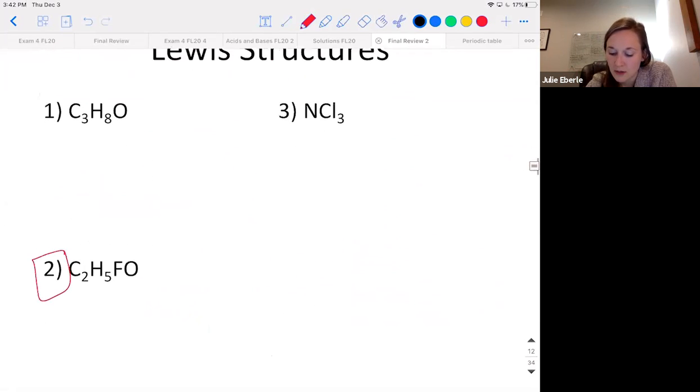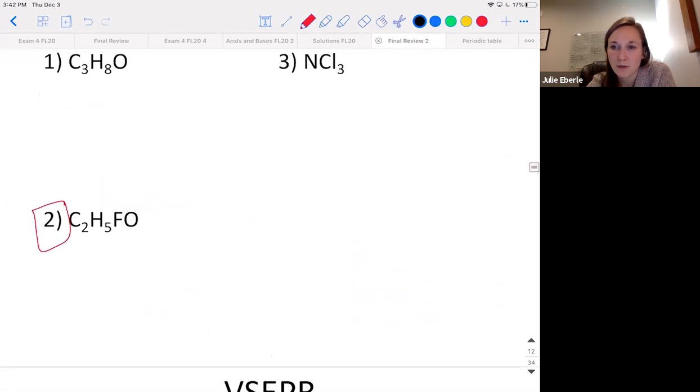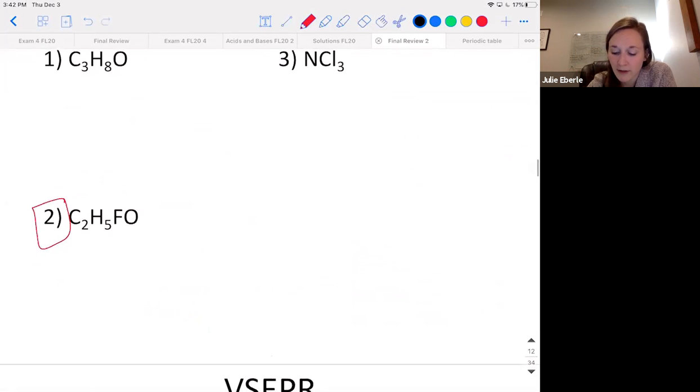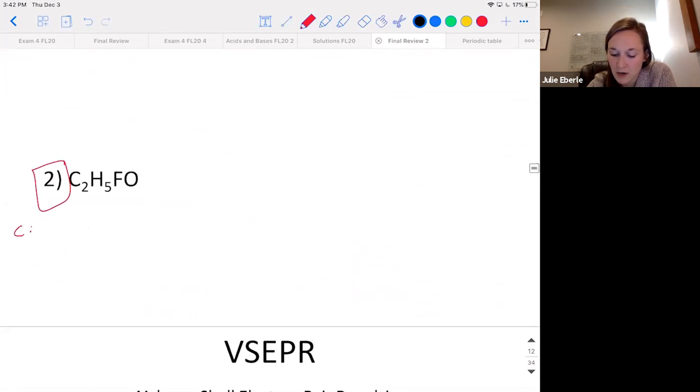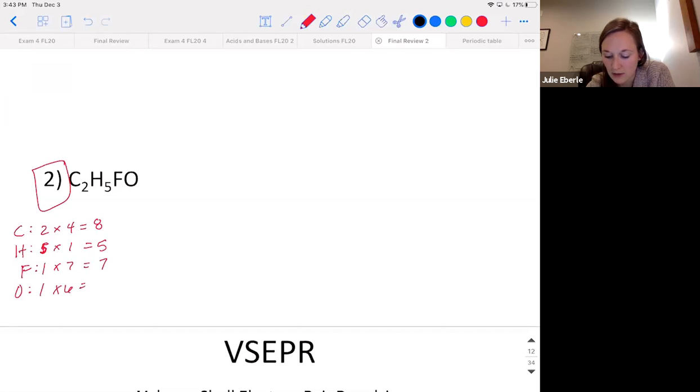Number 2. Let's just draw the Lewis structure for this one to remind ourselves how to do it. C2H5FO. Let's add up the total valence. So we've got 2 carbons, each one has 4 valence. So that's 8 from carbon. Hydrogen, got 5 hydrogens, each one has 1 valence. Fluorine, we've got 1 fluorine, that fluorine has 7 valence electrons. Oxygen, we've got 1 oxygen, it has 6 valence. Total, you should have 26 valence electrons in this structure.